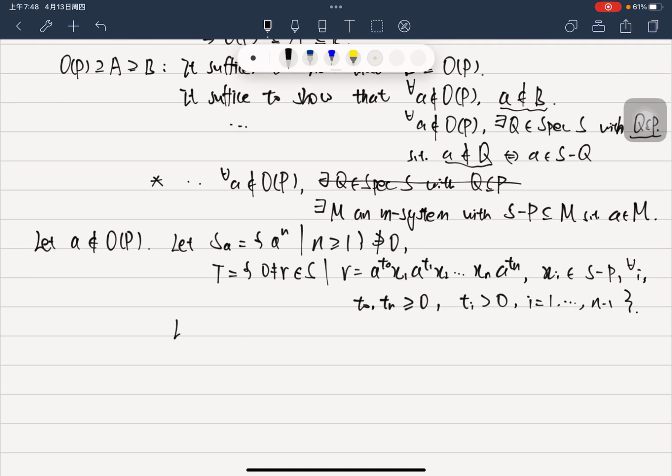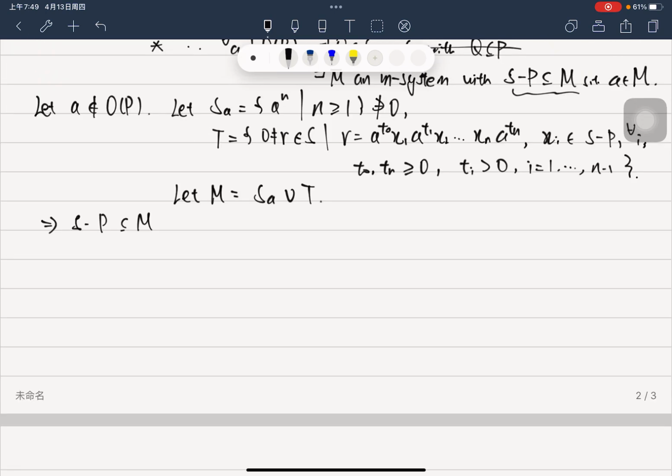And now we let M be the union of S_A and T. Then we can easily see that our M satisfies this one. Okay. Now we are going to show that our M actually is an M system.